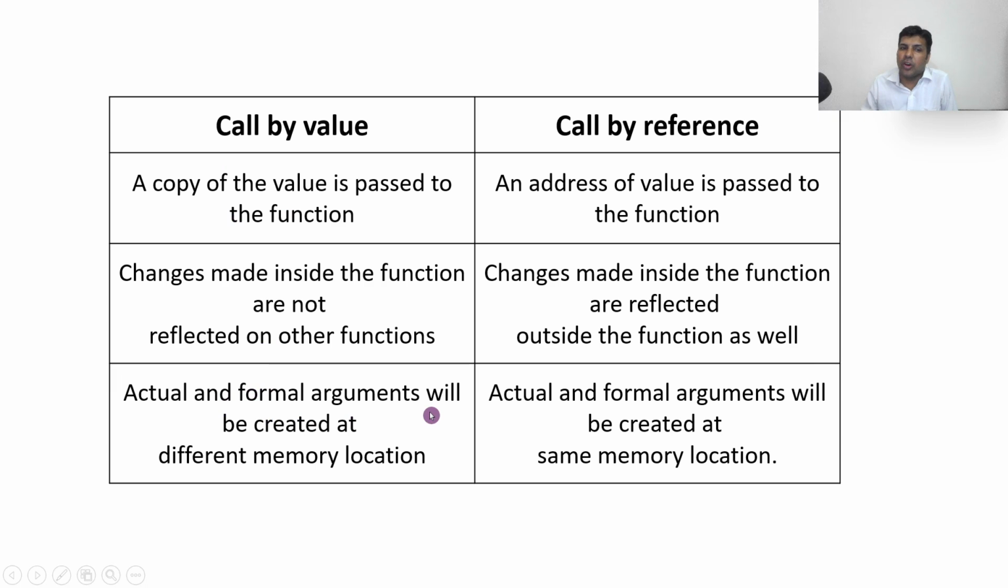Actual and formal arguments will be created at different memory locations in call by value. In call by reference, actual and formal arguments will be created in the same location. That means we are not using separate memory, right? But here, the actual parameters use separate memory and the formal parameters use separate memory, right? So that's the difference between both.